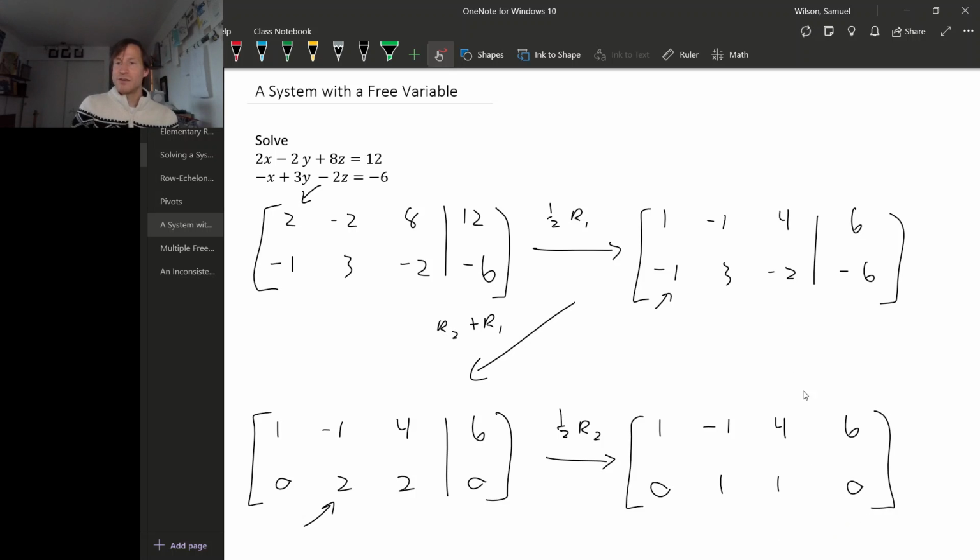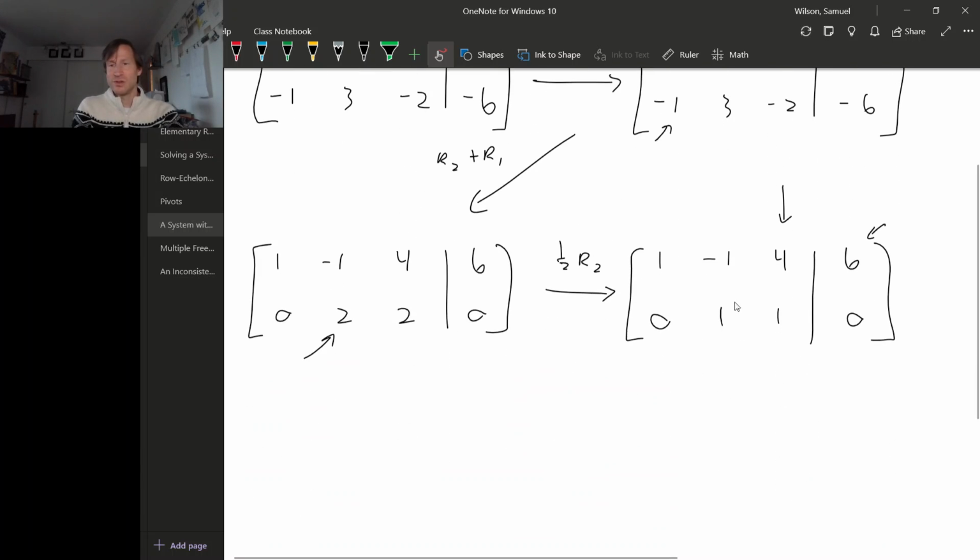Now, because we have one of our variable columns here that doesn't have a leading 1, we know we're going to get infinitely many solutions. Because there's a column other than our augmented column that is not a pivot column, we're going to need a parameter, which means there will be infinitely many solutions. And in this case, I like to go all the way to reduced row echelon form. So to do that, we need to use this leading 1 to get rid of that minus 1 above it. So we need to take row 1 and add row 2.